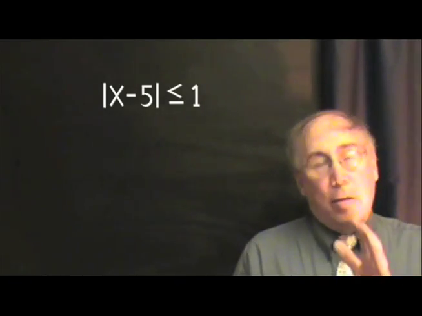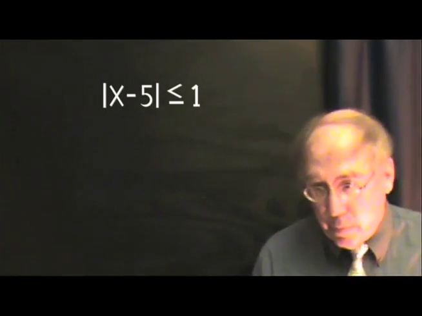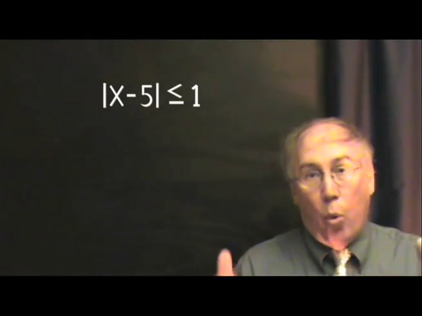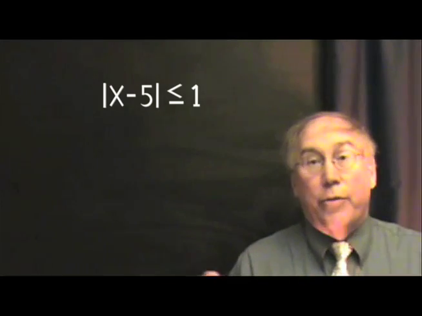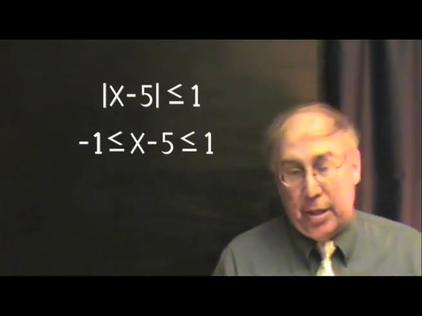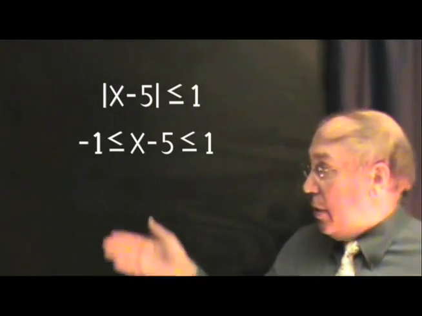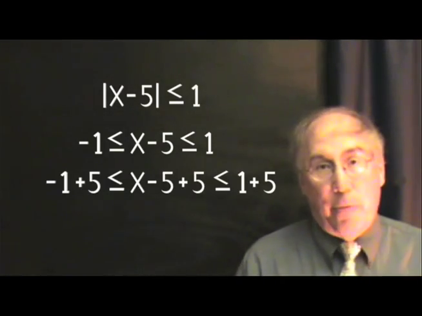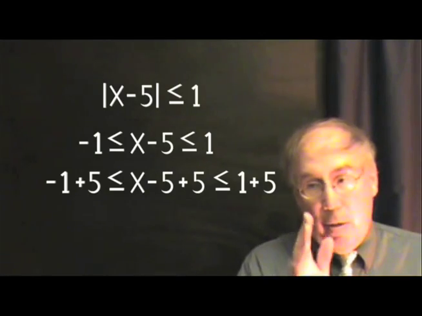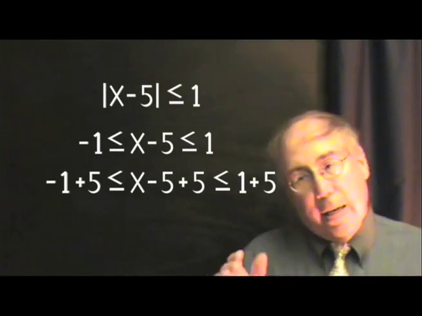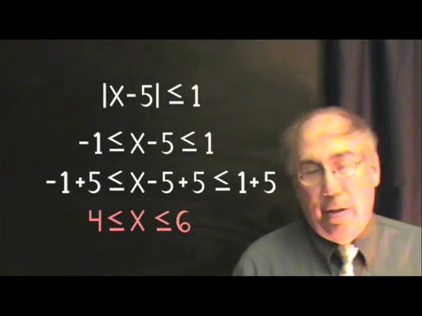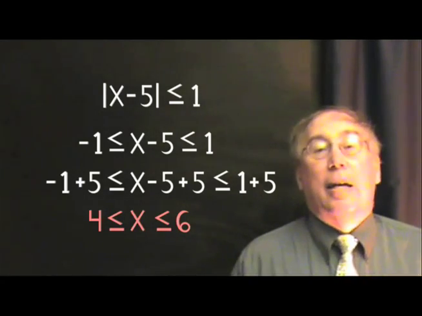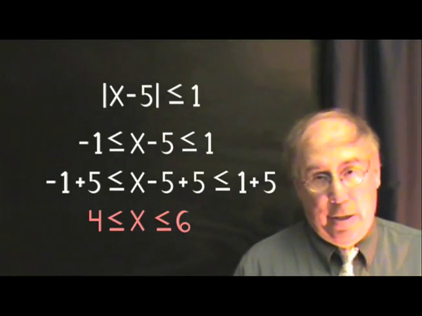So let's look at a little more difficult problem here. What we're going to do is have a boundary value between 1 and negative 1 instead of 2 and negative 2 like we had in the last case. So here's what this situation looks like, and we've solved these inequalities before. We're going to add 5 to each section so we can get x in the middle by itself, and it works out, and x is between 4 and 6, including 4 and 6.